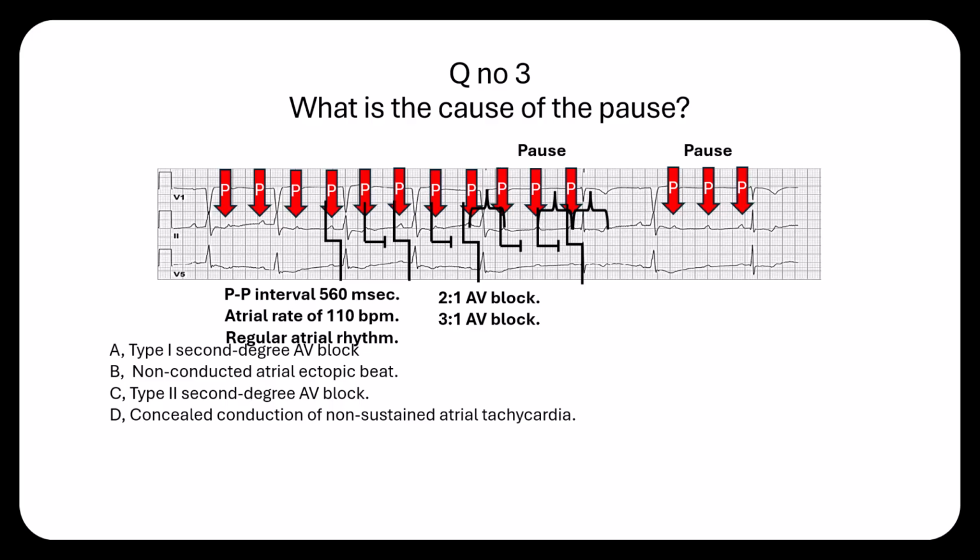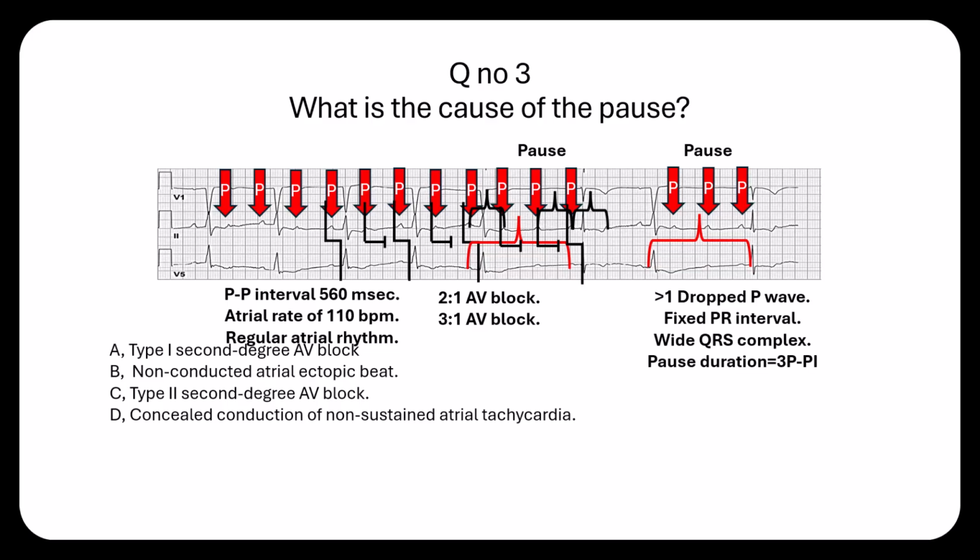The question is whether this is type 1 or type 2 second degree AV block. If more than a single P wave is dropped, this is a characteristic of type 2 AV block. PR interval is fixed throughout the rhythm strip. Wide QRS complexes are seen in type 2 AV block as this represents a disease in the His-Purkinje system. If we measure the duration of the pause and that of 3 P2P intervals, pause duration equals 3 P2P intervals. This rhythm strip which shows pauses is because of type 2 second degree AV block. Option C is the correct answer.